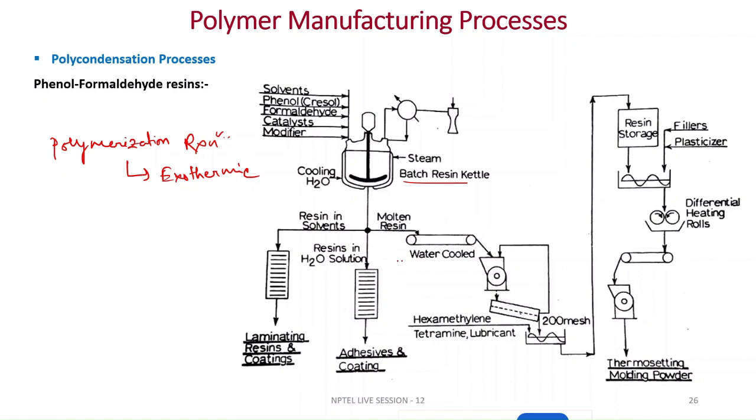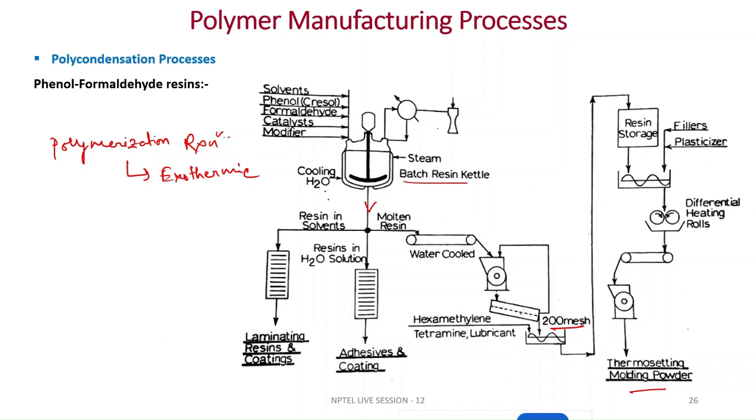Now the fused resin at 130 to 150 degrees Celsius is removed from the kettle, and then it is cooled and ground to fine powder. It is then sent through the resin storage. Some filler and plasticizers are added for more modification of the polymer, and then we have thermosetting molding powder. So these are some pre-processing steps.